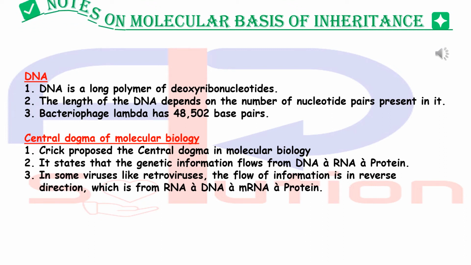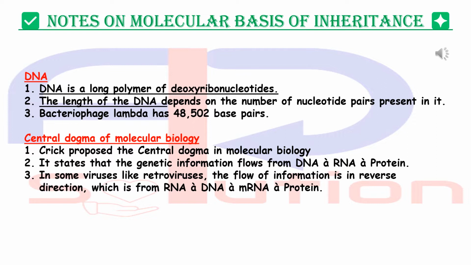Hello guys, today we will know the short notes on molecular basis of inheritance. DNA. DNA is a long polymer of deoxyribonucleotides. The length of the DNA depends on the number of nucleotide pairs present in it. Bacteriophage lambda has 48,502 base pairs.